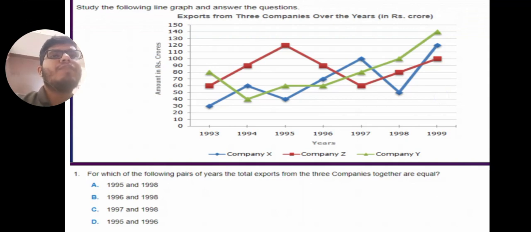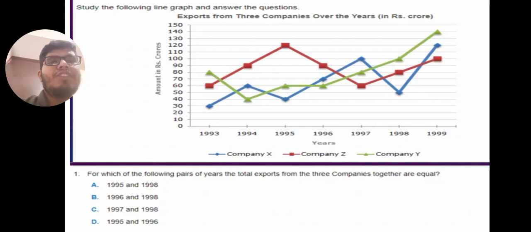Where the exports of the three companies are given. So company X is indicated in a blue line, company Z is indicated in a red line, company Y is indicated in a green line. You have to see the sequence here. It is not given as X, Y, Z, it is given as X, Z and Y.